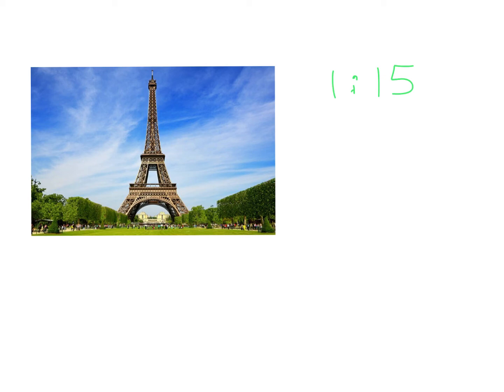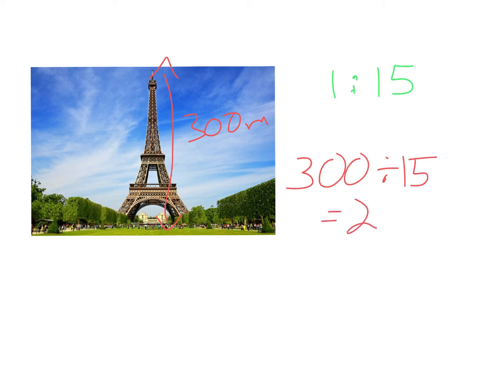So to figure this out, we do the exact opposite of what we were doing before. So the height, for example, of the Eiffel Tower is 300 meters. So to figure out the height for your model, what we're going to do is get 300, and instead of multiplying it by 15 to make it bigger, we divide it by 15 to make it smaller. So that means the height of your model in the theme park should be 20 meters tall.